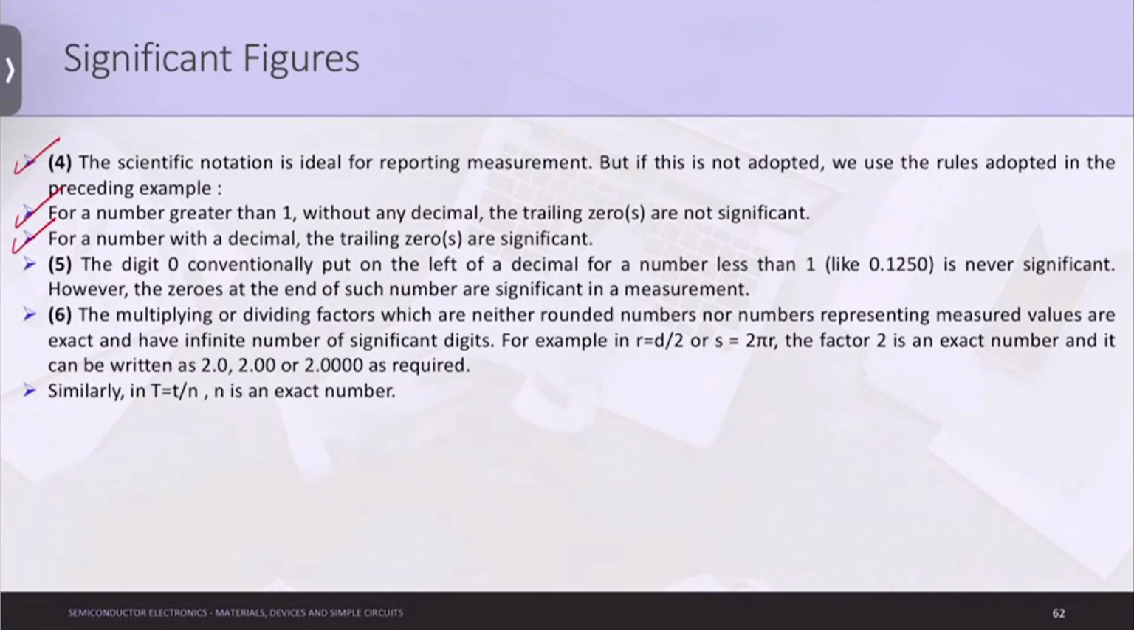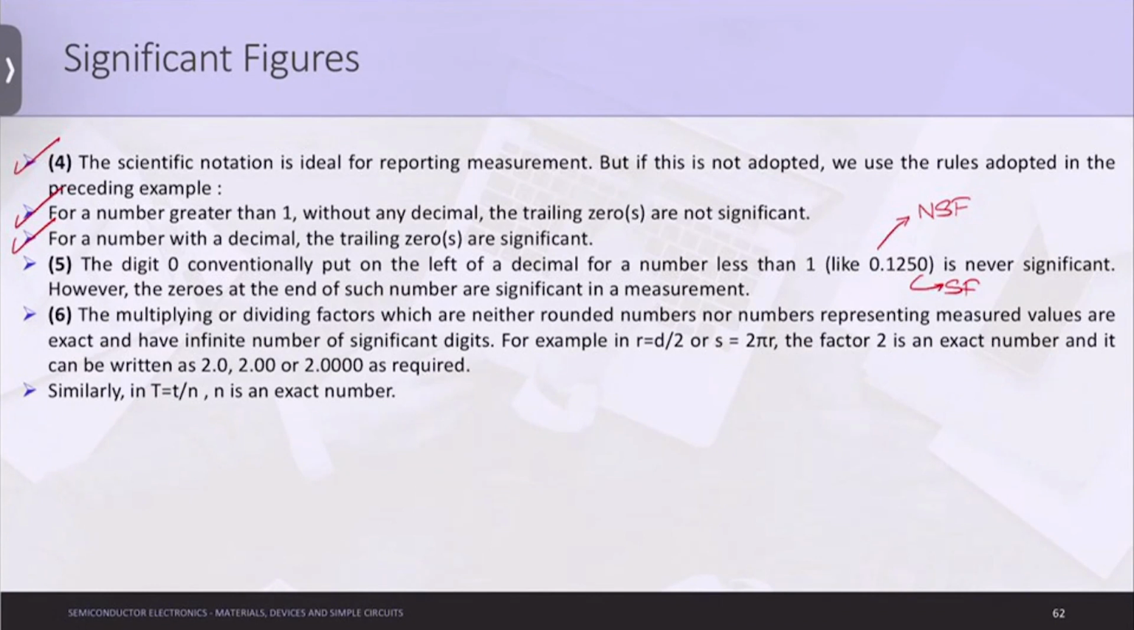The fifth example is the digit 0 conveniently put on the left of a decimal for a number less than 1, like 0.1250, is never significant. However, the zeros at the end of a digit are significant in the measurement. They're just trying to say that this is not a significant figure, but this is a significant figure. That's all.